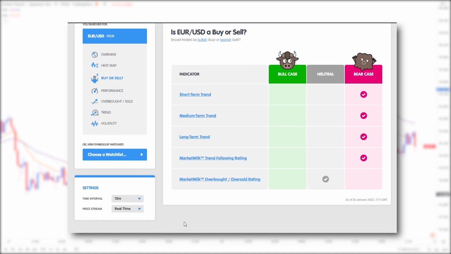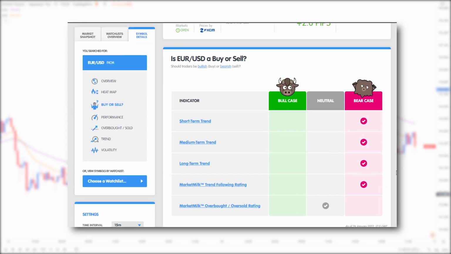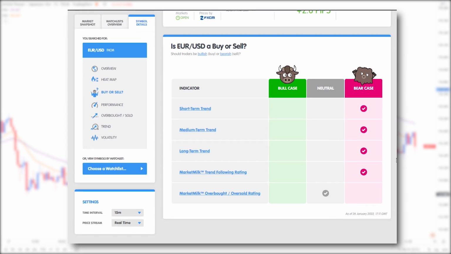And you can choose the time frame, let's say from daily, 1 hourly to 4 hourly to 15-minute time frame, and you can see whether the market is bullish, bearish, or neutral. This is such a great website to help you with that extra confirmation before entering your trade.